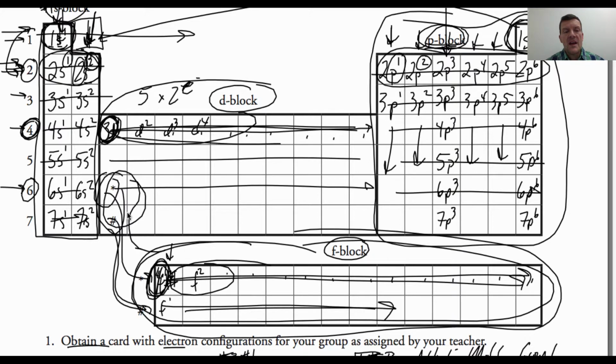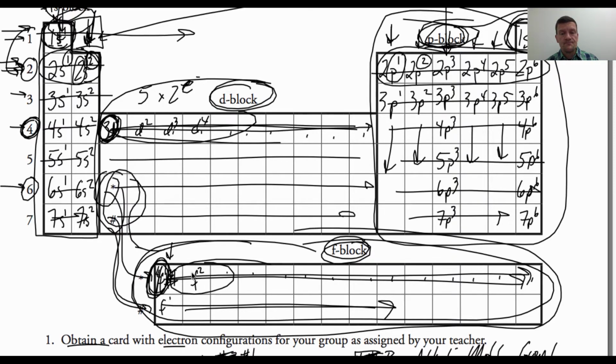5F. Then back up here to 6D and 7P. Just look at the periodic table. You'll know exactly how they get filled, in what order, if you know that this is the S block, this is the D block, this is the P block, this is the F block. The S always has an energy level that is the same as the row, as does the P. The D is always 1 less. The energy level is always 1 less than the row number. The F is always 2 less than the row number. There you go.